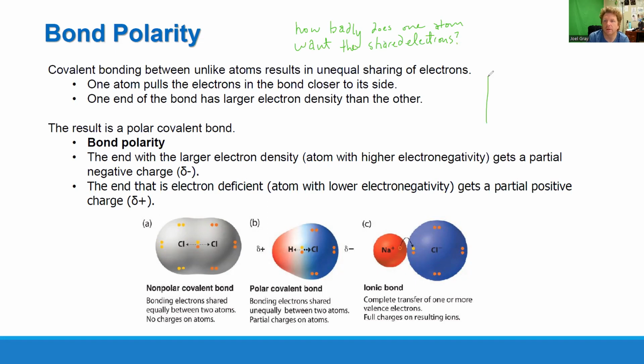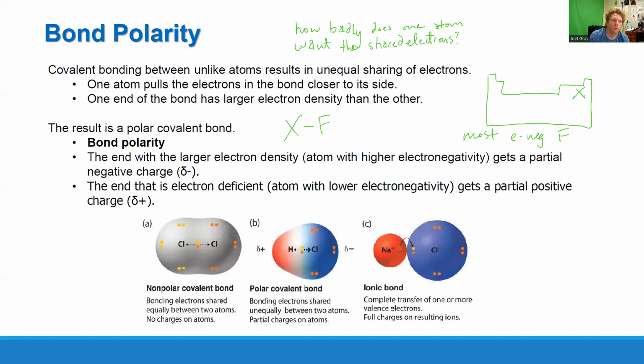So there's a trend on the periodic table about electronegativity. And the most electronegative element is fluorine. So any element sharing electrons with fluorine, fluorine wants those electrons more than that other element. If it's carbon and fluorine, fluorine wants the shared electrons more. If it's nitrogen and fluorine, fluorine wants the electrons more. Fluorine always wants those electrons more.